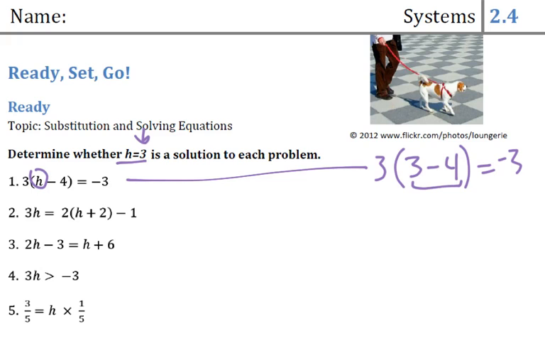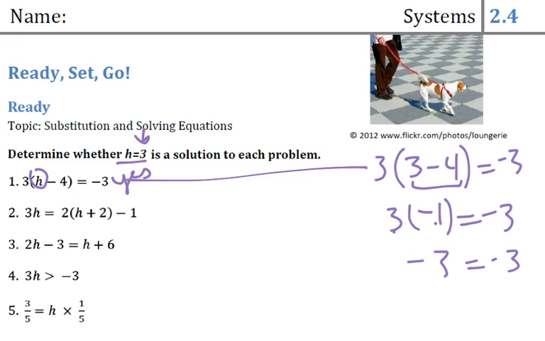So 3 minus 4 is negative 1. Use an order of operations. We do inside the parentheses first. 3 times negative 1 is negative 3. Does negative 3 equal negative 3? Yeah. So yes, that is a solution.